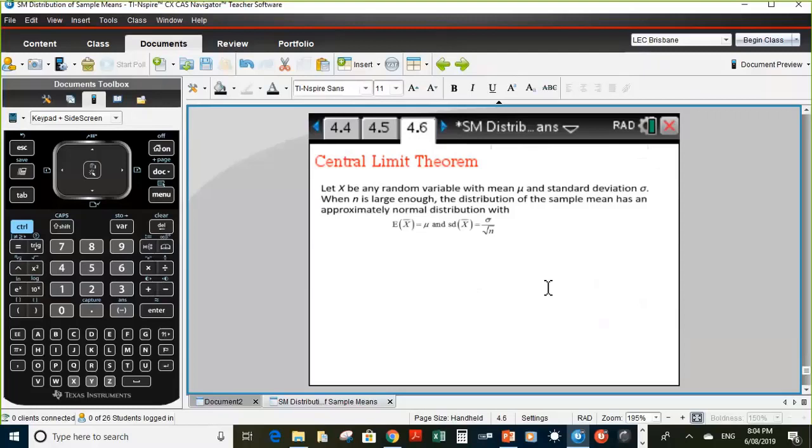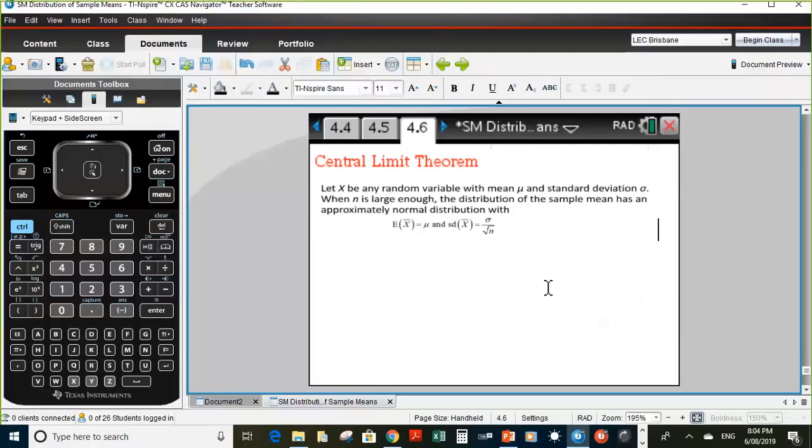standard deviation sigma, when n is large enough, so it's that fuzzy figure of about 25 or more, the distribution, and that'll depend upon, sometimes you need a bigger n value if your starting distribution is further away from normality, if that makes sense. So when n is large enough, the distribution of the sample mean has an approximately normal distribution with an expected value for the sample means of mu, and standard deviation of x bar is sigma on root n.